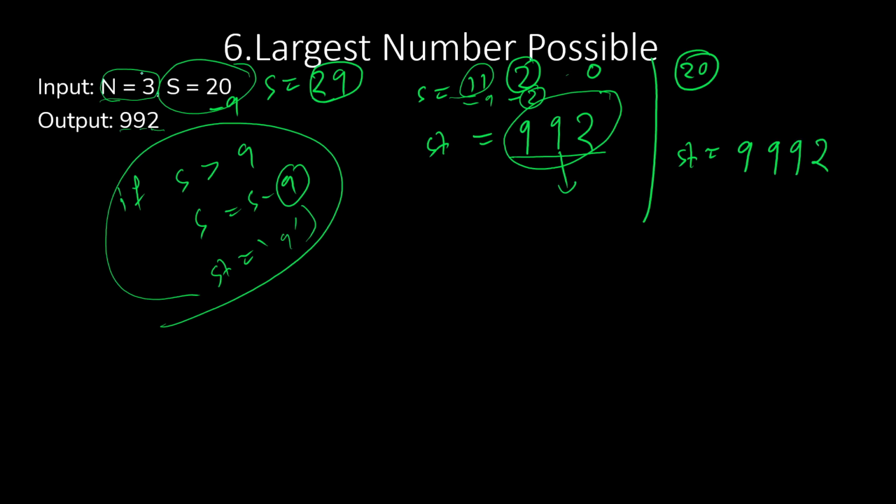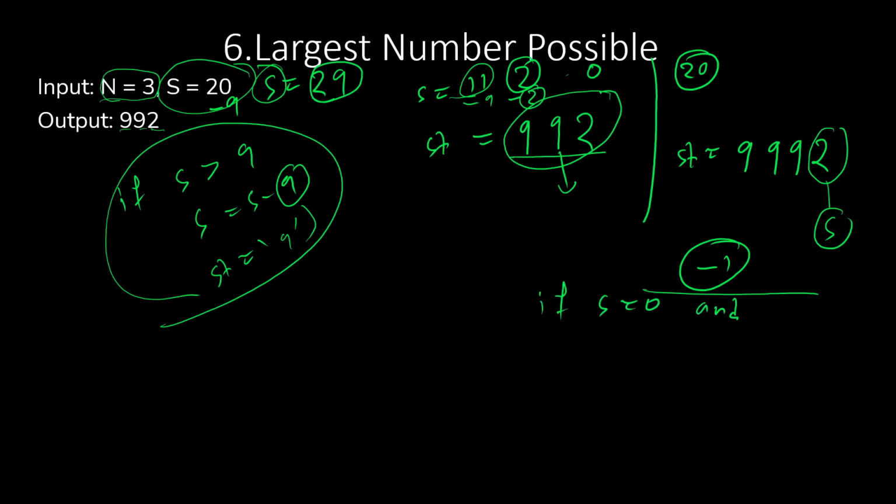But I said the number of units should be 3. So 999 is fine, we have no problem with it, but we have a problem with the last unit. If any value remains in the S variable after iterating over the number of units, then we return -1 from the function. And one more case: if sum is equal to 0 and the N value is greater than 1, in this case also we return -1. You have to remember these 2 points.